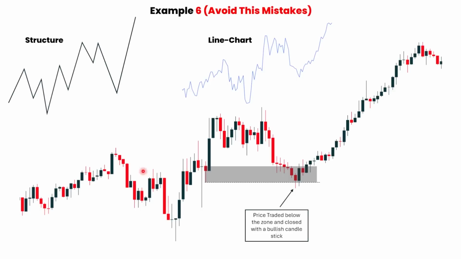Even from here, let me show you something. We have this zone here. The market shot above this supply zone and then closed bearish, but then the market shot to the upside. If you try to put your sell limit order around here, that's all on you. You have to understand that.